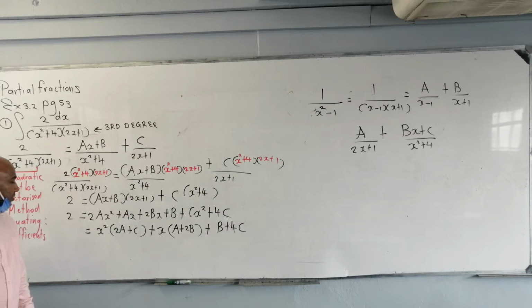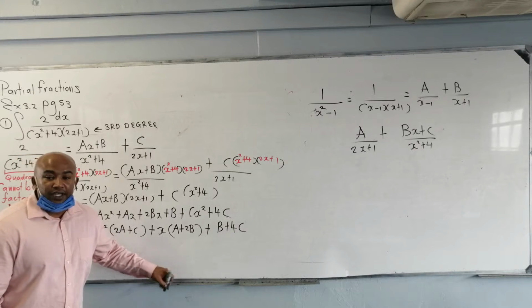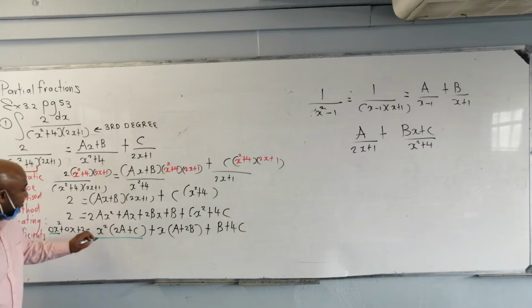Alright, so now, on the left hand side, do I have an x squared? No. I'll call it 0x squared. On the left hand side, do I have an x? No. So that's going to be 0x, and I only have 2. Now, what am I going to do? I'm going to equate the coefficients now. So let's start with these two here.